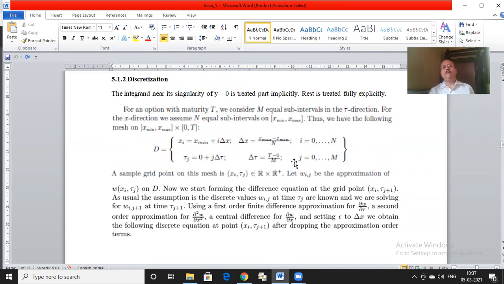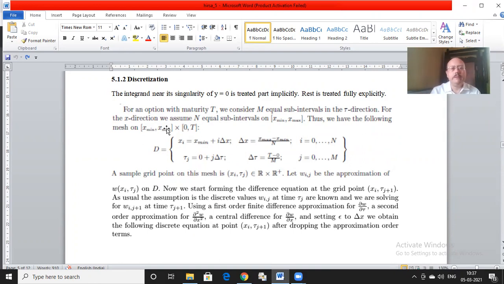So in whatever we discuss, we know that there is a singularity for y at 0, so that point has to be treated with care. So what we will do is, we will treat the integrand near the singularity somewhat implicitly. So we'll somehow skirt around the 0 point. You know what skirting around means. We'll skirt around the 0 point and treat it implicitly, but all the other terms will be completely explicitly treated. So it's a fully explicit treatment for the rest of the grid, but only that part y equal to 0 we have to be careful about.